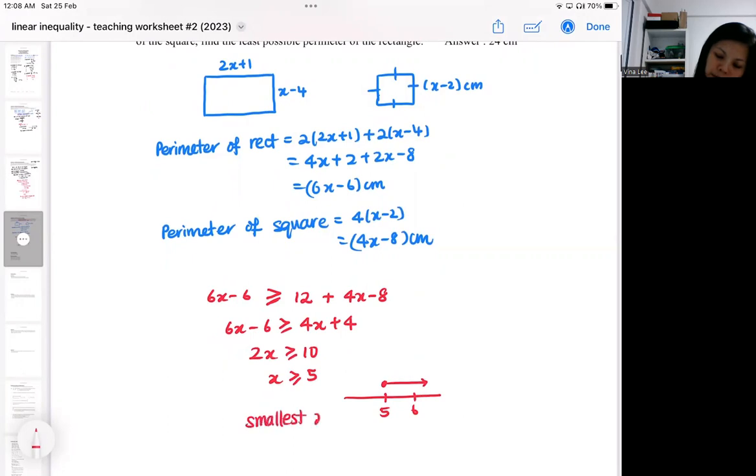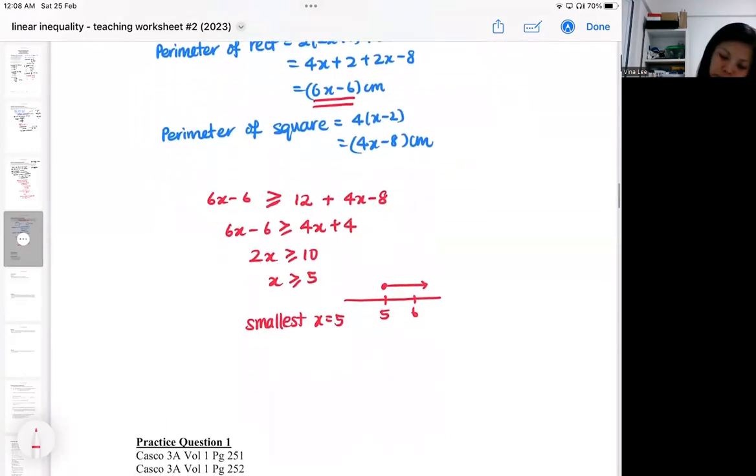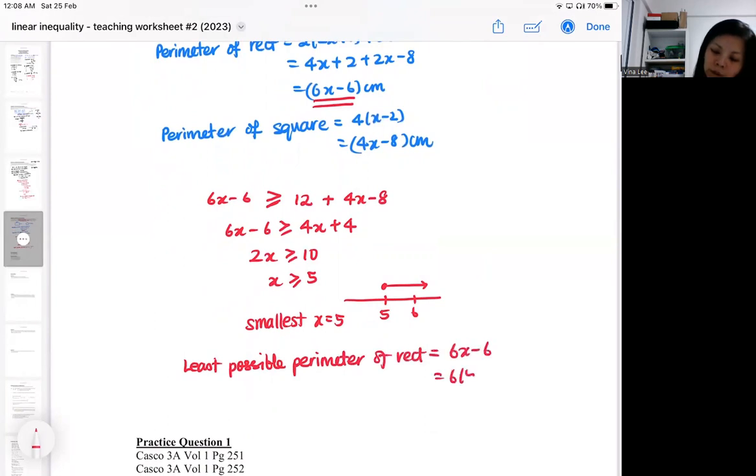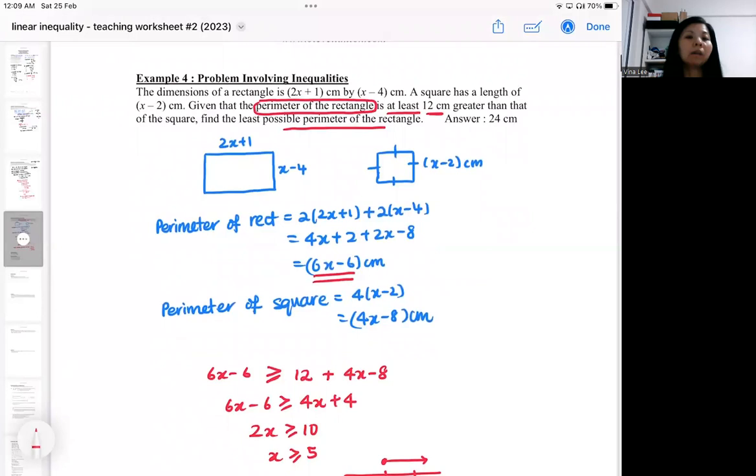I'm looking for the smallest x because the question asks for the least possible perimeter of the rectangle, which is this. So I should find the smallest x to use for the least possible perimeter of the rectangle. So that will be 6x minus 6. Put the smallest x in, and you get the smallest possible perimeter. So it behaves very much like our normal algebra, except that we have to set up with the correct inequality sign.